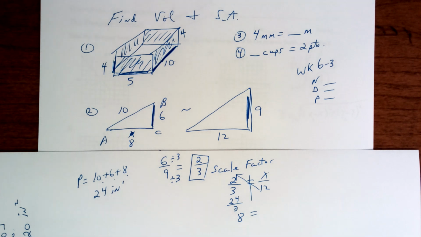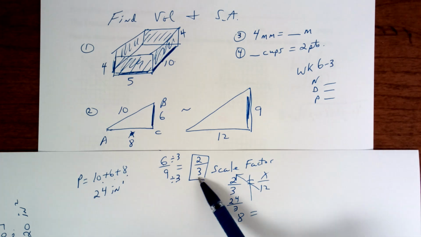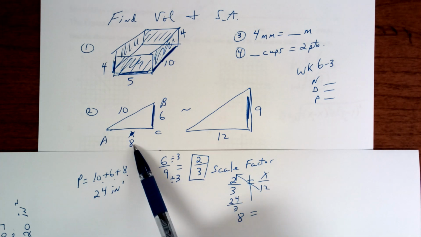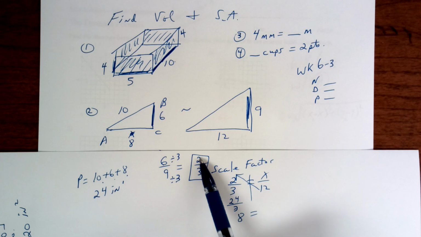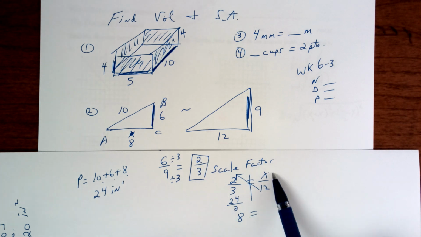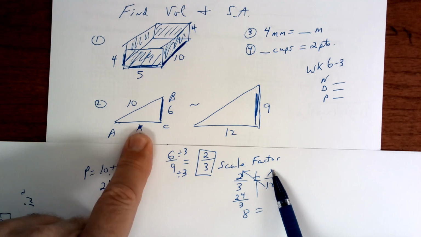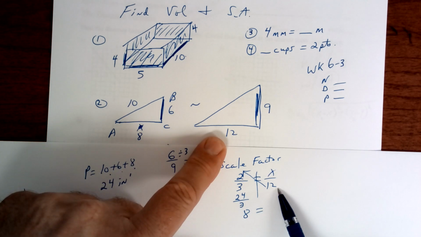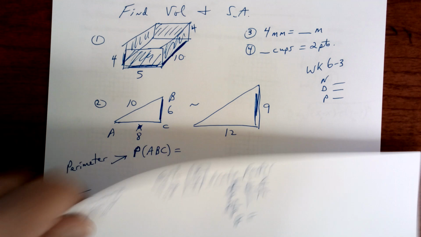So you use the scale factor, and you find the missing side. Just be consistent. If you put the small one over the big one, then you have to put the small one over the big one. Okay? Well, let's go up here.